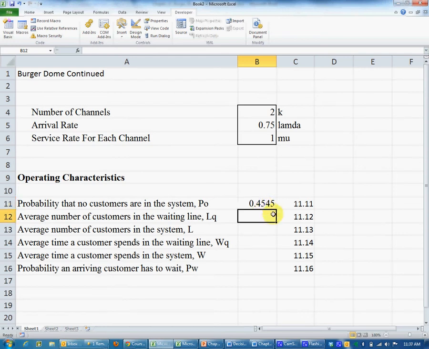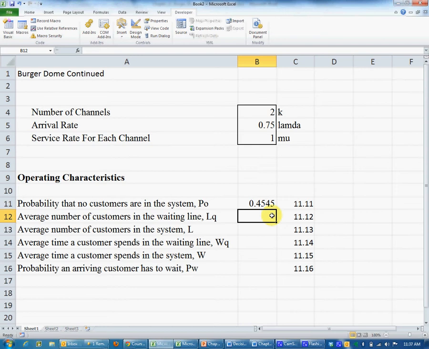Okay, so we're going to do equation 11-12 now. Let's look at what we have so we can actually make some sense of this. We have the number of channels. This is the big difference from the other day when we did Burger Dome. When we say number of channels, that's how many lines you have. Picture yourself at Walmart checking out, or at McDonald's. Instead of there being one line, which we had the other day, now we have 2 channels or 2 lines.